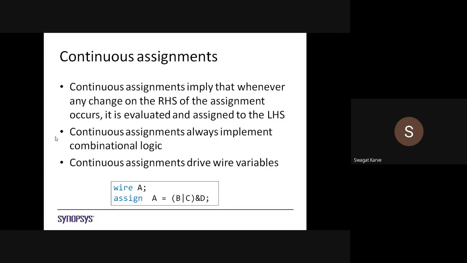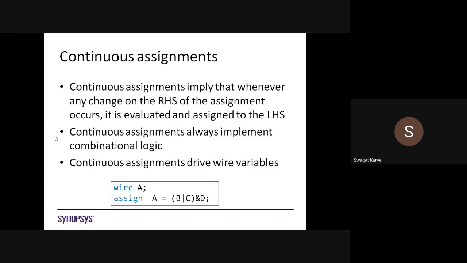Okay, so this wire is nothing but, in a simple manner, we can say it is a signal that you have defined, and that signal will get the following equation whenever there is a change in the right hand side equation.